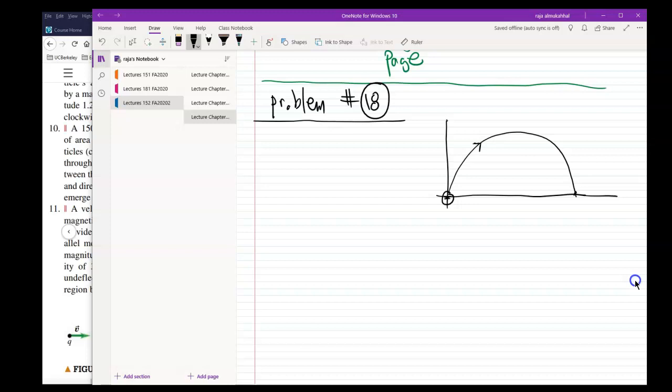From A to B. That's B right here, and that's a semicircular path. And then the velocity of the electron is given to me: V naught is equal to 1.41 times 10 to the 6 meters per second. And he wants part A. He wants the magnitude of the magnetic field.